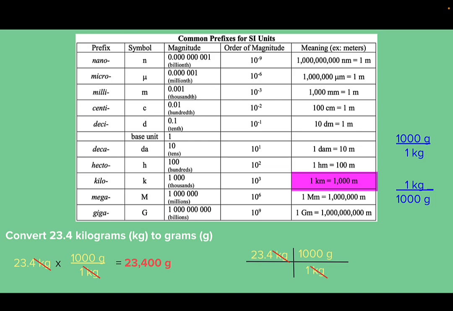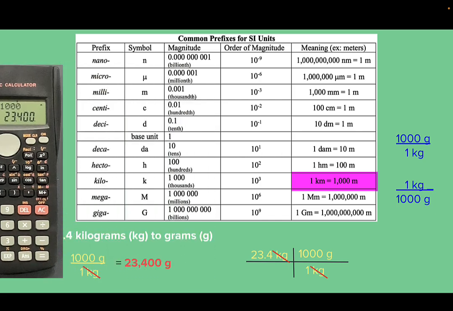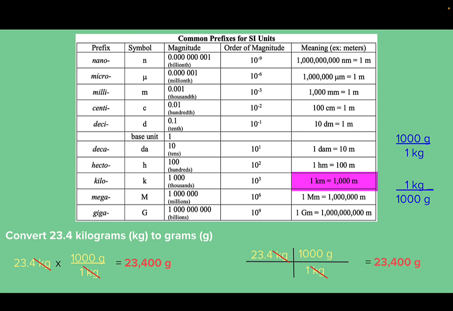Now, what do I do to solve this? Using the grid, you will multiply all the numbers in the top sections of the grid together and then divide by all the numbers in the bottom sections of the grid. Once again, I would multiply 23.4 times 1,000 to get the answer. You can divide by 1 if you want, but hopefully you understand that is unnecessary. This method gives you the same answer. There are 23,400 grams in 23.4 kilograms.